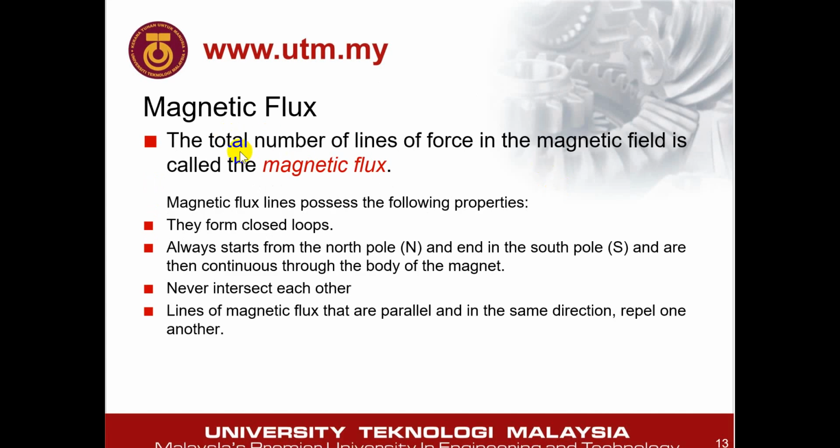The total number of lines of force in the magnetic field is called magnetic flux. Magnetic flux lines have several properties: they form a closed loop, always start from north and end with south, continue through inside the body, never intersect each other, and lines of magnetic flux are parallel in the same direction and repel one another.